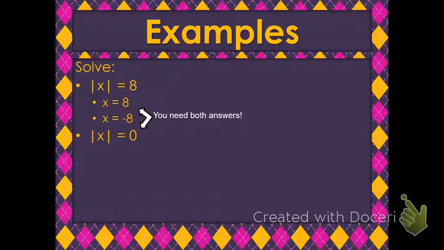Now let's say I gave you the absolute value of x equals 0. Then I'm asking what number or numbers are 0 spaces away from 0 on the number line. In this case, there's only one answer. 0 is 0 spaces away from 0 on the number line.